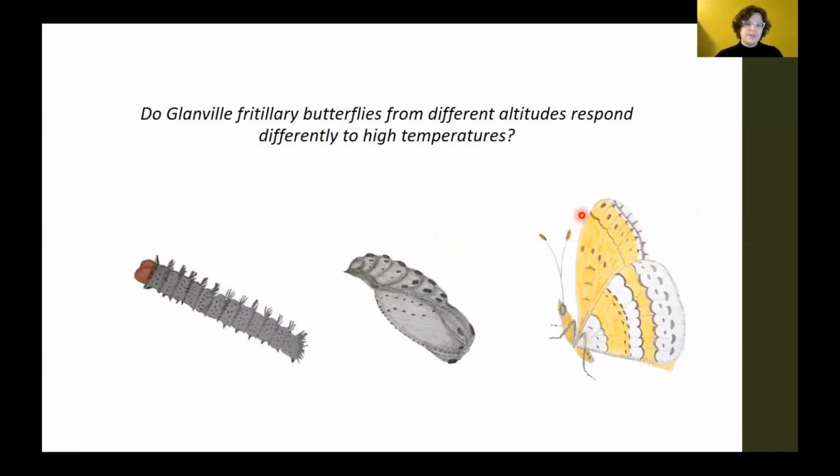In this first chapter of my PhD thesis, I aim to find out whether there is a difference in response to high temperatures in the glandbill fritillary butterfly that originate across an altitudinal gradient. For that, we followed post-diapause larvae all the way from diapause into adulthood.